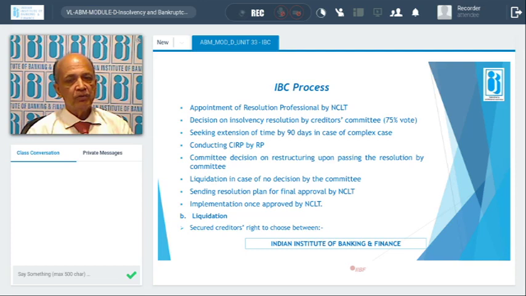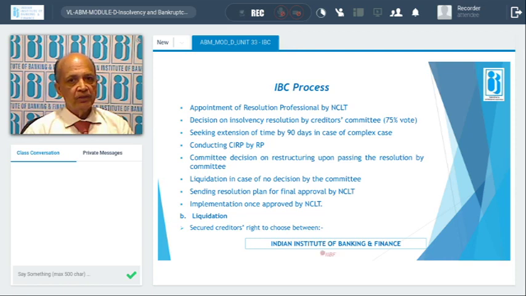Then implementation, once approved by NCLT. The resolution plan is sent for final approval to the NCLT. If it is a viable unit, the resolution plan is to be approved by NCLT, and if it is for liquidation also, finally it will be sent to NCLT. NCLT will give approval either to go ahead with this resolution plan or to go in for liquidation of the company, the corporate. This is the procedure. What are the processes involved in liquidation? That was about the resolution plan for the revival.